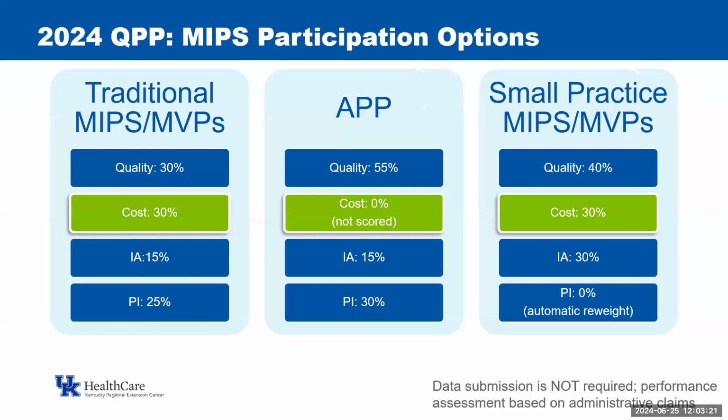So getting started here, the category is weighted at 30% for traditional MIPS and MVPs for both small and large practices. If you participate in QPP through the APM pathway, cost is technically weighted at 0. Now, this does not mean you aren't assessed on cost. Those participating with an APM decide upon cost at the time of signing that contractual agreement when joining an APM. And the percent of risk can vary from organization to organization.